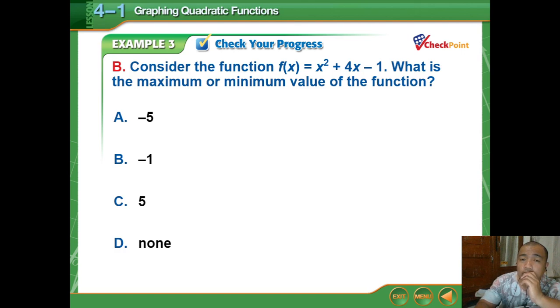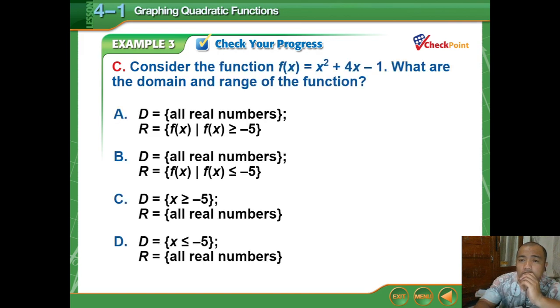Now to solve for y, substitute negative 2 here. Negative 2 squared is 4, plus negative 8, negative 4, minus 1, so I think it's negative 5. Yes, that is the minimum value of the function.